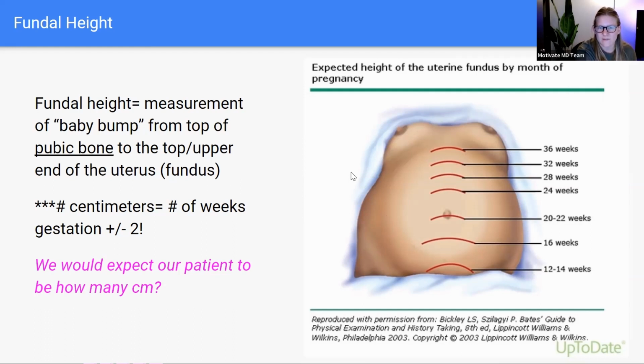Things that would cause you to be small for gestational age, or a smaller fundal height than we would expect, would be growth restriction. And then for large for gestational age, so you're larger than we would expect for your gestation, would be things like possibly diabetes, which can cause babies to grow faster and get bigger than we would expect them to. So that's kind of why we take this measurement.